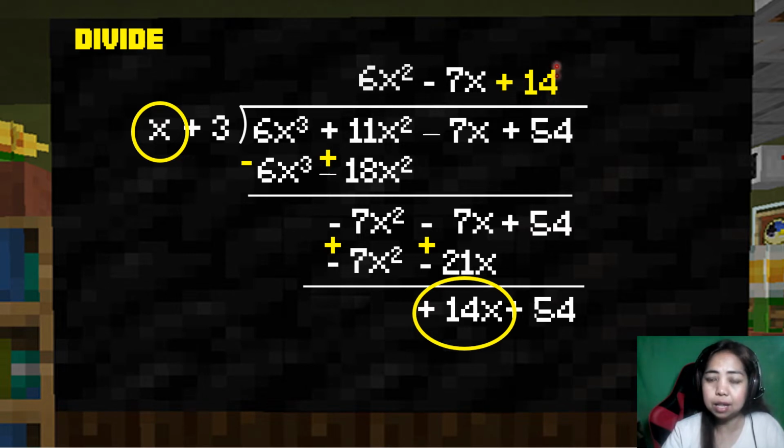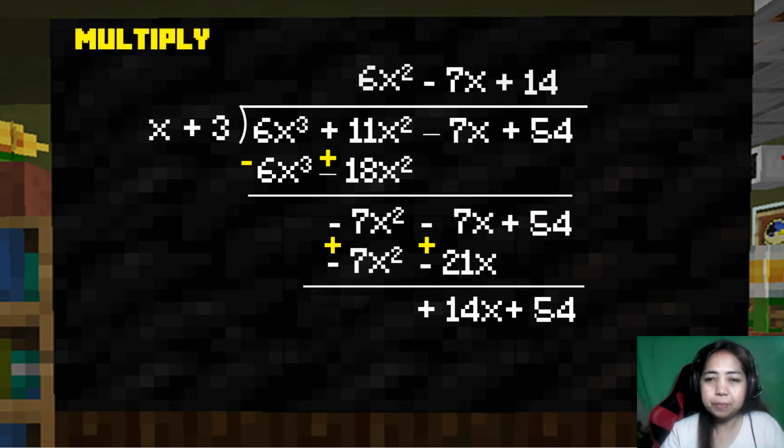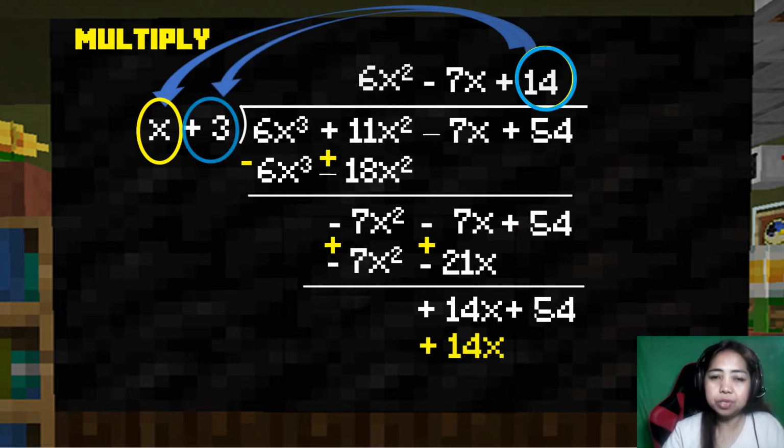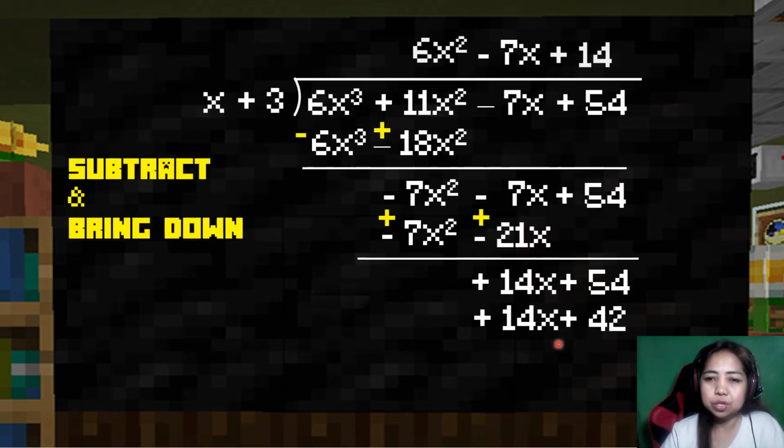Dito natin ilalagay yung sagot. Step, we multiply. So, 14 times x is 14x. And then 14 times 3 is positive 42. Subtract and bring down. So, ito na yung sagot natin. Subtract natin. Remember, mababago ng sign, diba? So, yung positive 14x will become negative. And then, yung positive 42 will become negative 42. So, 14x minus 14x, 0 na.